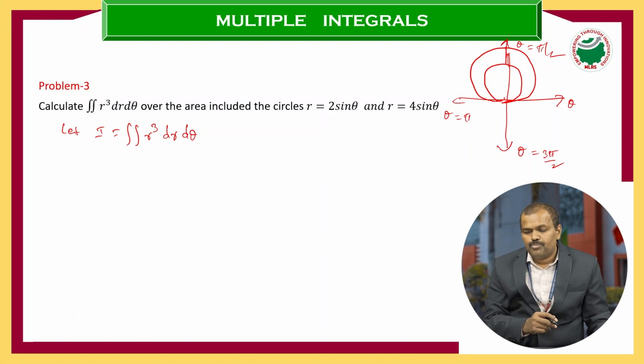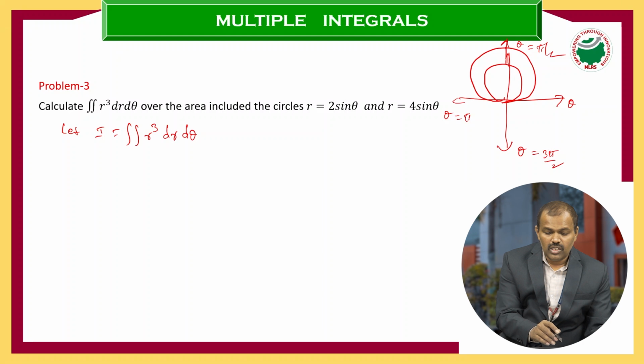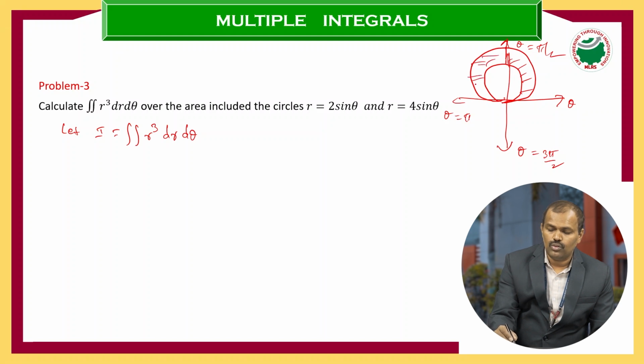In this figure, it's very easy to say where we have to integrate, over the area included between the circles. So in this area we have to integrate. In this area we have to integrate. So what does this represent?